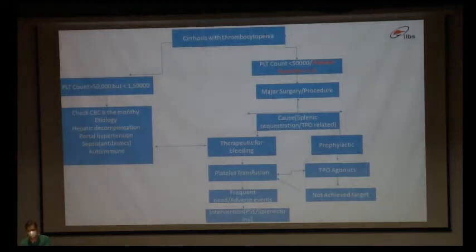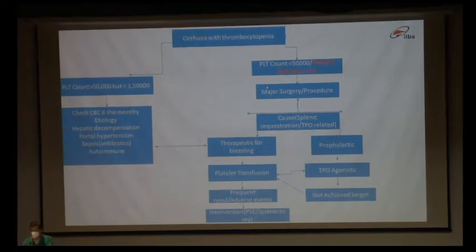So this is the algorithmic approach which I've made, which we keep coming back to. And I have tried to divide it into mild, moderate, and severe. And you can see that if the patient's platelet counts are between 50 and 150,000, you normally look for the etiology and try to correct the etiology. You look for hepatic decompensation because severity of thrombocytopenia has been linked to hepatic decompensation. You look at portal hypertension, also sepsis, which is again another indicative marker of low platelets, as well as autoimmune causes.